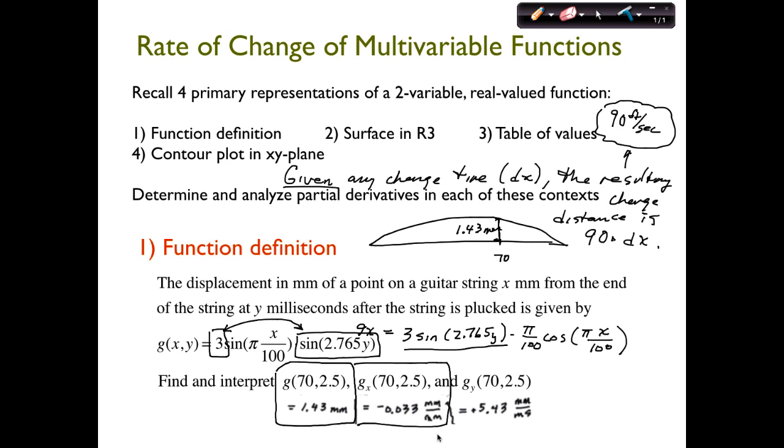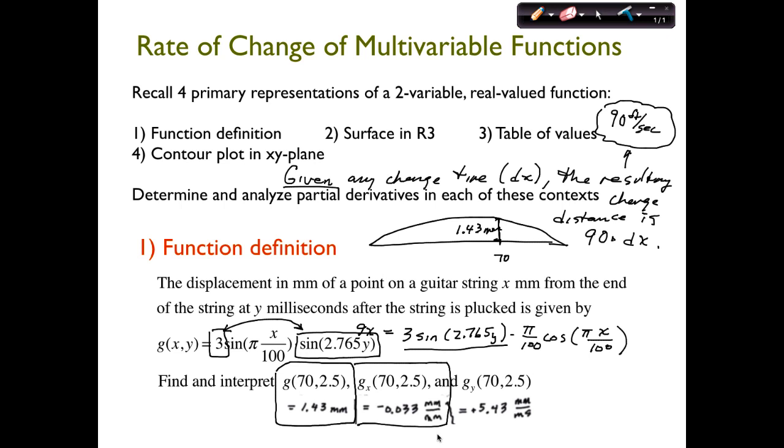So what does this number mean? Can we do it? Anyone want to try? Kyle. I guess for every millimeter you travel away from the end of the string, your displacement changes by negative 0.0326 millimeters. Okay. All right. So we had some good in there, a little bad, some good.